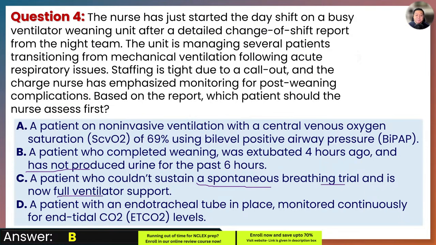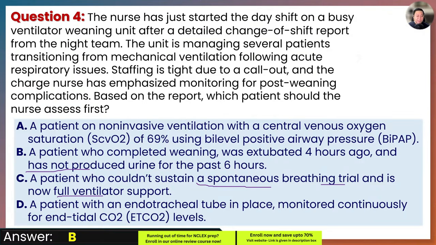And so this simply means that the patient failed weaning, but the ventilator is ensuring adequate oxygenation. Even though the failure to wean is concerning, this patient is currently stable. And so this makes this patient a lower priority than someone who is post-extubation and potentially deteriorating.